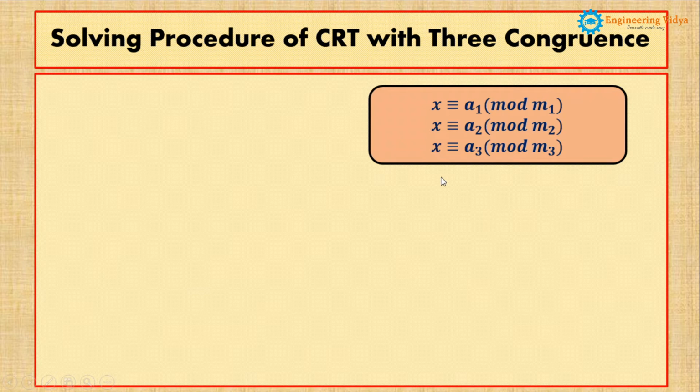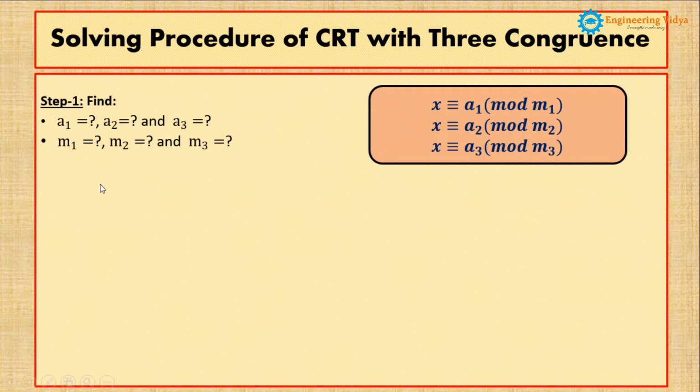So first we'll start with step number 1, and in step number 1 they are saying first we need to estimate a1, a2 and a3, where a1, a2 and a3 can be obtained from the standard congruence which is given. In a similar way we need to estimate m1, m2 and m3. This is a small m, small m1, small m2, small m3, and these can be obtained from the standard congruence which is given.